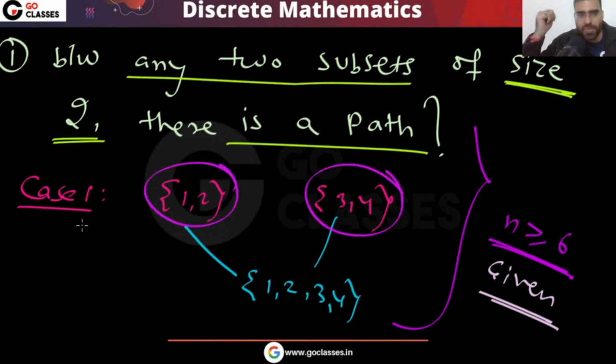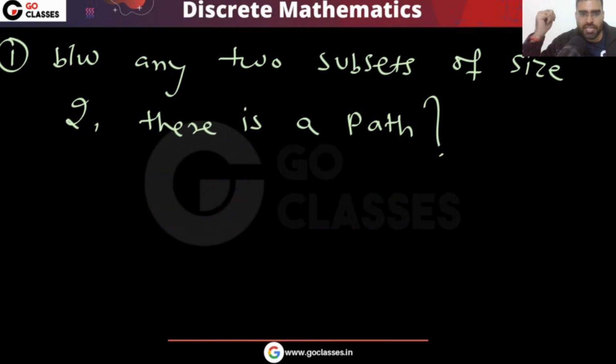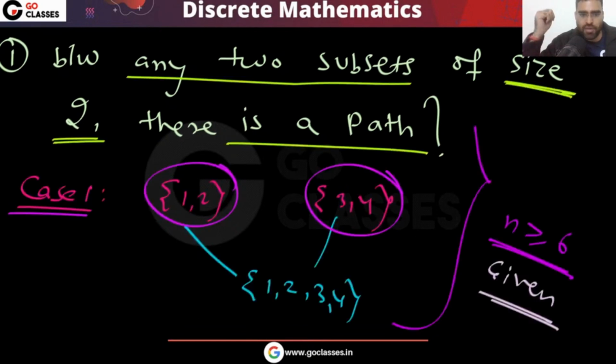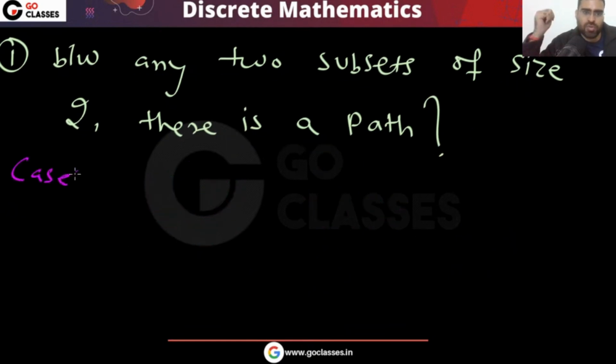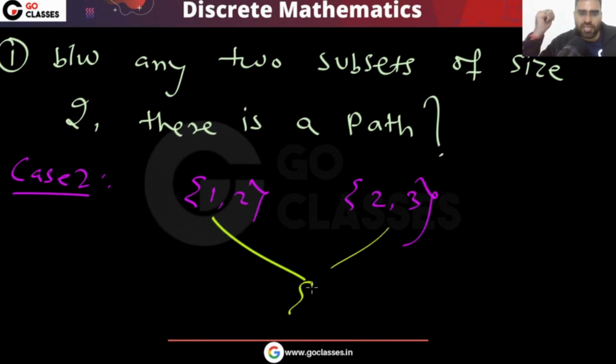Right? Yes or no? So case 1 is over. Okay. What about case 2? Case 2, when they have one element common, like {1, 2} and {2, 3}. When they have one element common, then also it is very simple.